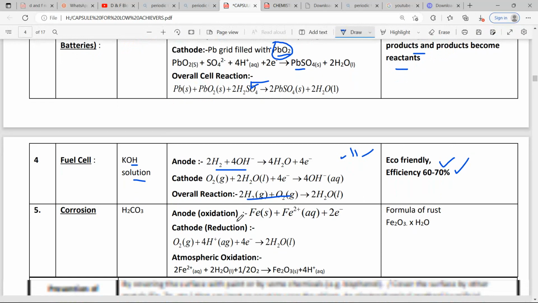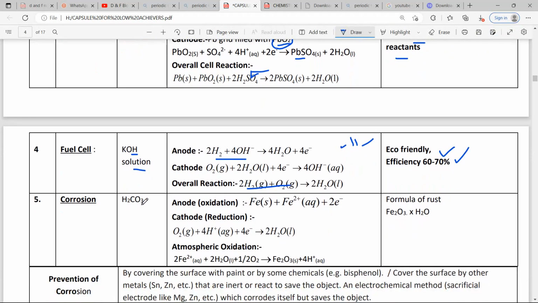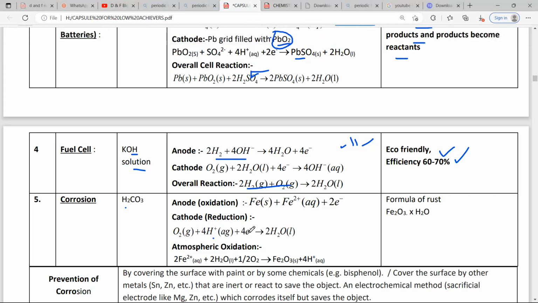And corrosion. Corrosion is due to the formation of carbonic acid, H2CO3. So at the anode, what happens: iron gives Fe2+ plus 2 electrons. At the cathode, the oxygen plus that acid, whatever it may be, plus 4 electrons, and the formation of water takes place here. This Fe2+ reacts with water and forms rust, Fe2O3. Right? So this is the reaction of corrosion.